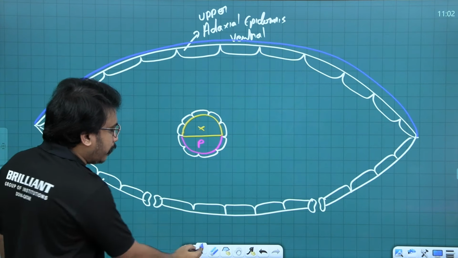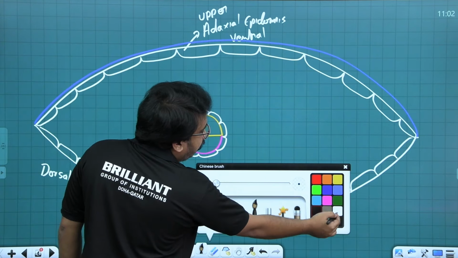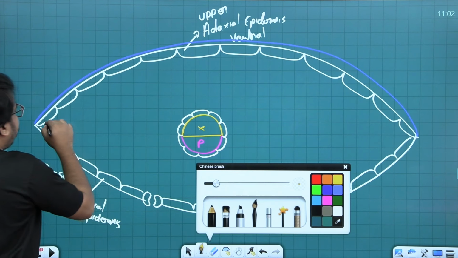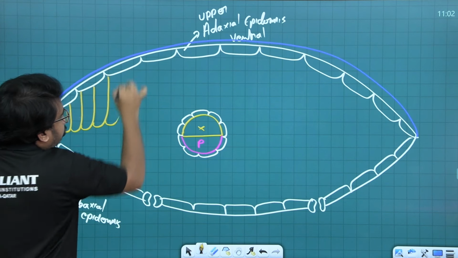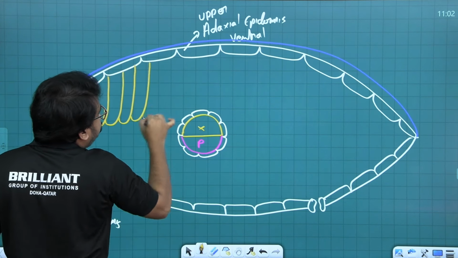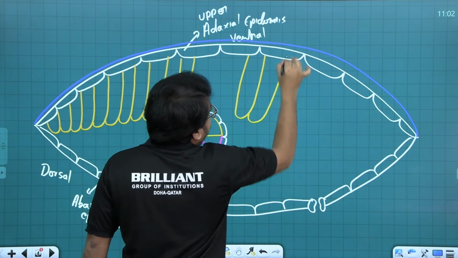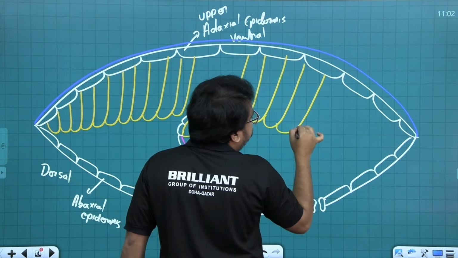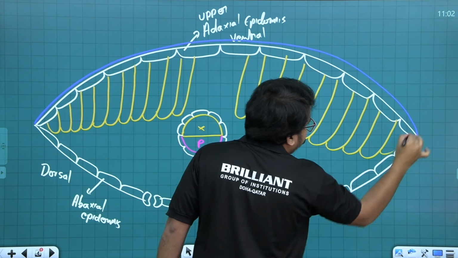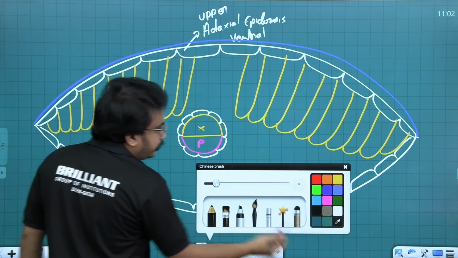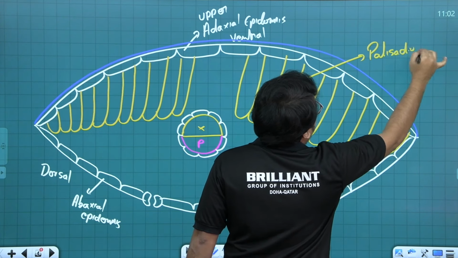Then in between the upper and lower epidermis only the mesophyll cells are coming. So compactly packed mesophyll can be observed here. That compactly packed mesophyll that is coming here is called as palisade mesophyll. So like this is the palisade mesophyll that will be coming just below the adaxial epidermis, or upper epidermis. Then there is another mesophyll that is coming. So this mesophyll is called as palisade mesophyll.